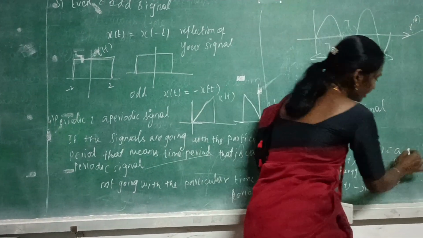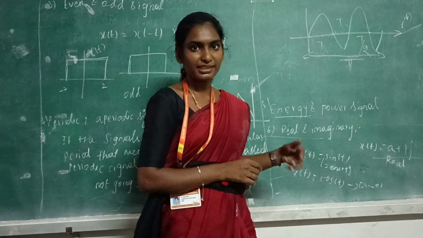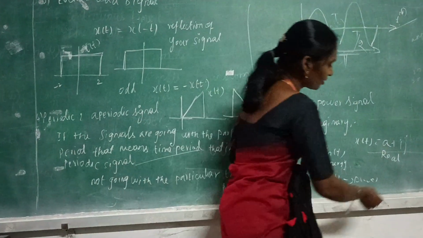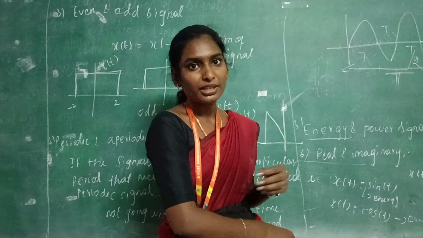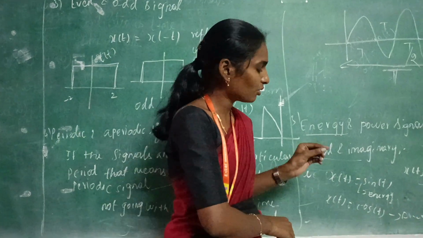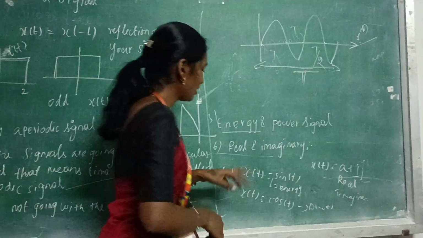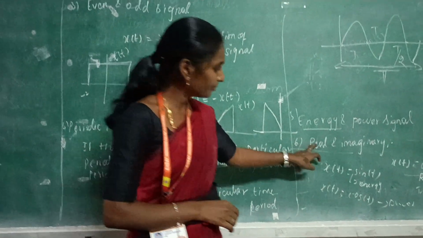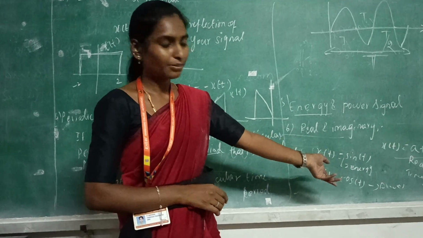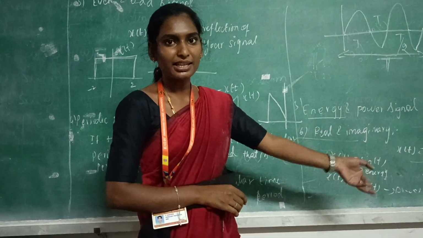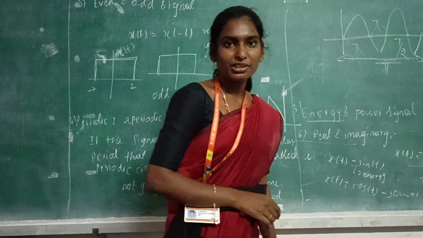And it also has i or j imaginary values. Here i is imaginary and j is imaginary. If it has imaginary values, it is called an imaginary signal. Understand? So the signal will have a real plus an imaginary part. Here a is a real signal, and i or j is the imaginary signal. So it is called the real and imaginary signal. Understand?